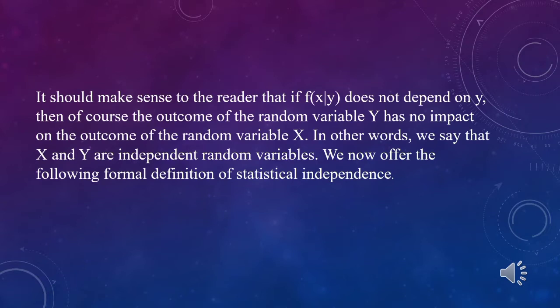It should make sense to the reader that if f(x|y) does not depend on y, then of course the outcome of the random variable y has no impact on the outcomes of the random variable x. In other words, we say that x and y are independent random variables. We now offer the following formal definition of statistical independence to the next reporter.